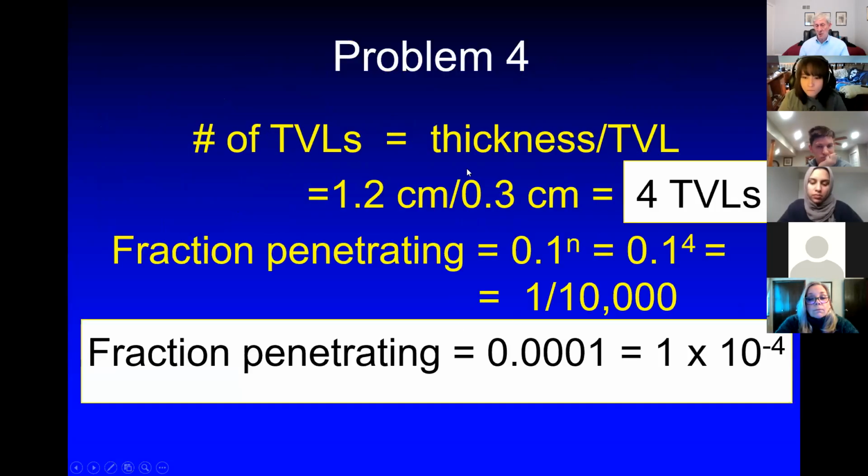Simply punch in on your calculator 0.1 y to the x key 4, and it's going to give you 0.0001, which is 1 times 10 to the minus 4, or 1 over 10,000. All those are totally correct answers. You could calculate that on your fingers, actually, going from all of it to a 10th, to 100th, to 1,000th, to a 10,000th. You don't even need the calculator.